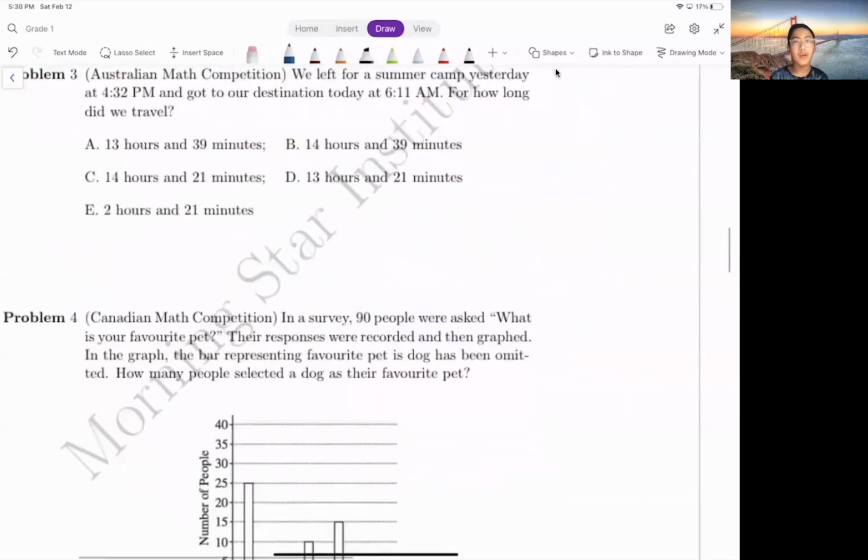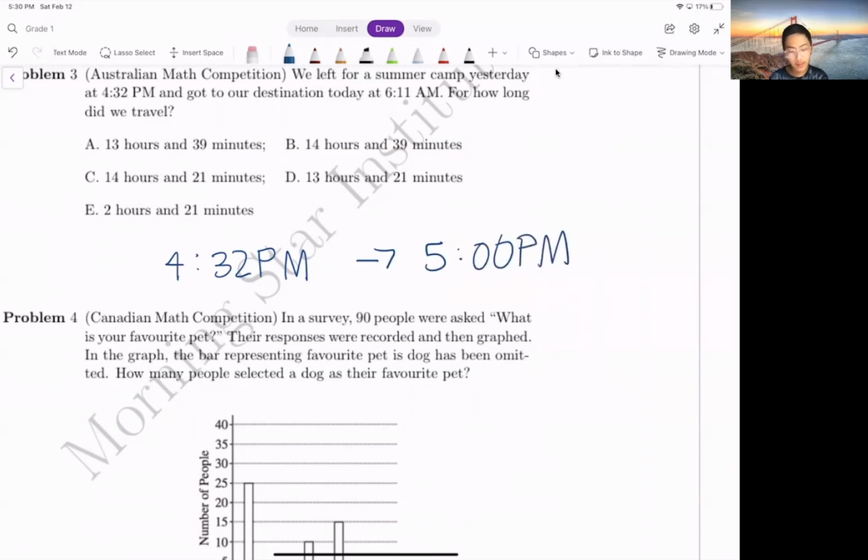Problem 3. We left for a summer camp yesterday at 4:32 p.m. and got to our destination today at 6:11 a.m. For how long did we travel? So they left at 4:32 p.m. And let's see how many minutes it took for them to get to 5 p.m. And that should just give us 28 minutes since there are 60 minutes in an hour.